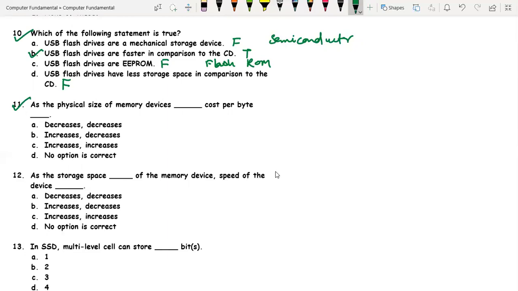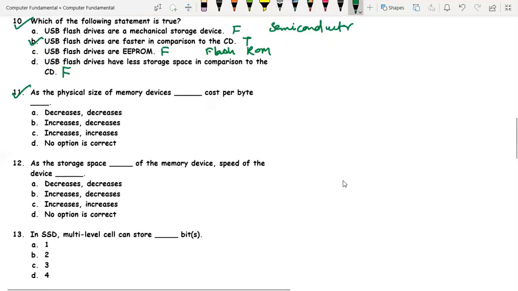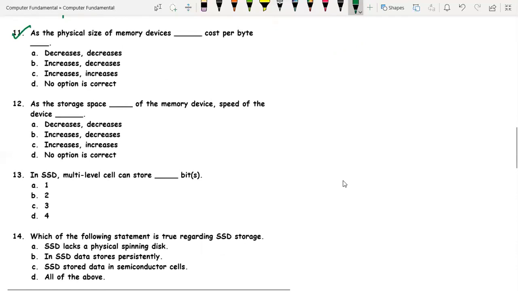Question number 11. As the size of memory devices decreases... No. Number 11 is B. As the physical size of the memory device increases, cost per byte decreases. Yes. Okay.